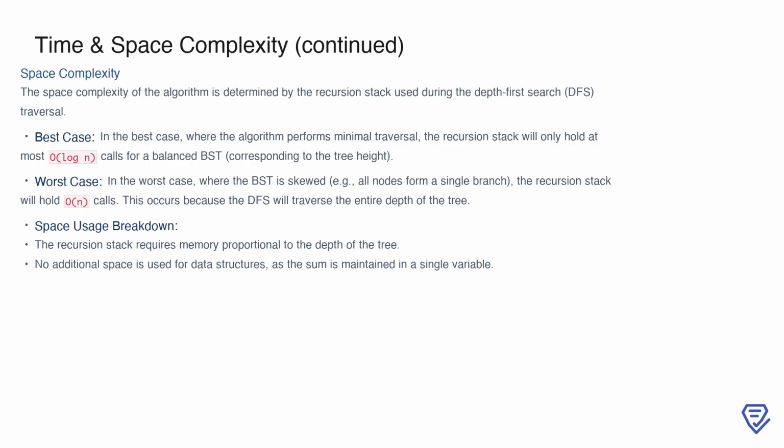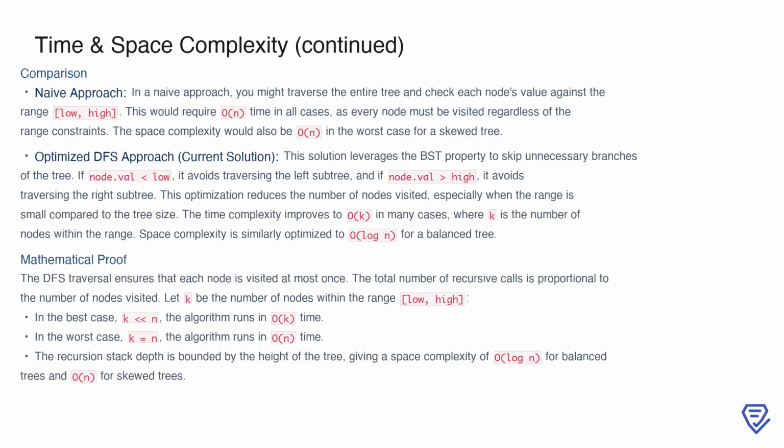Importantly, the algorithm does not require any additional space for storing data structures, as the sum is calculated incrementally using a single variable. Overall, the space usage is directly tied to the depth of the tree and the nature of its structure. To compare, a naive approach to solving this problem would involve traversing the entire tree and checking each node's value against the range [low, high].